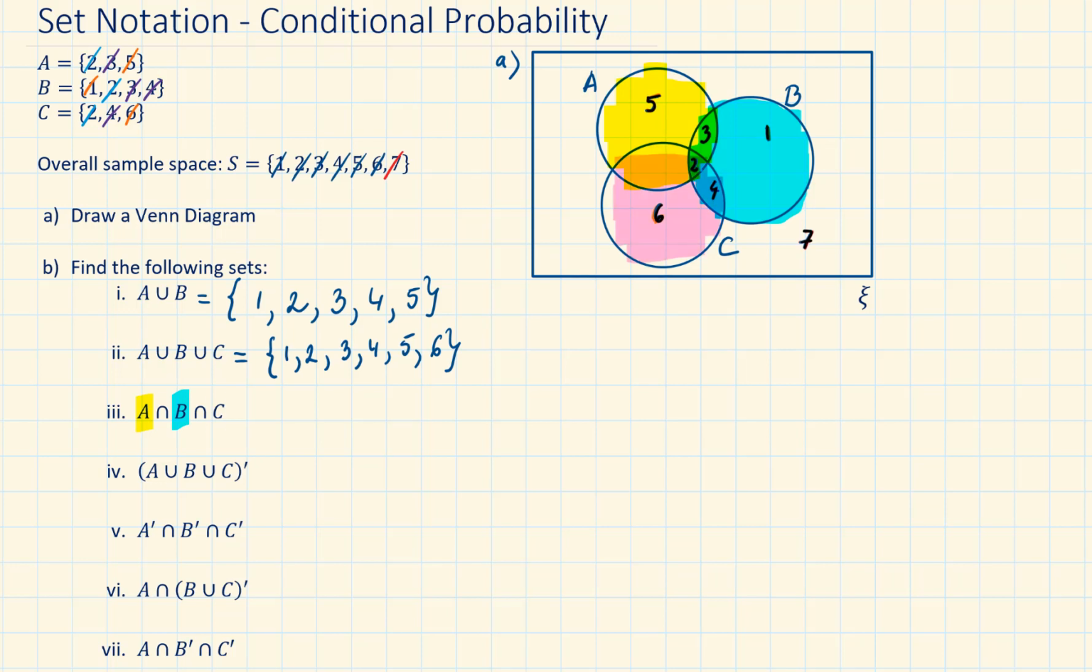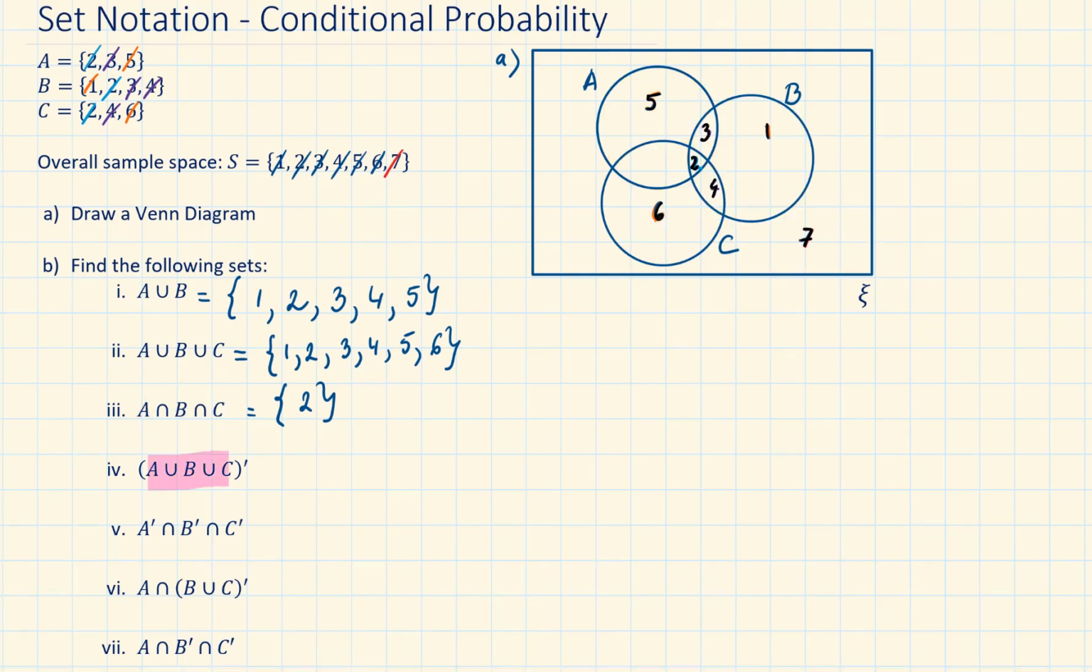A intersection B intersection C is the overlap of the three circles, and this is 2. A union B union C not happening, or in other words, the complement of A union B union C is going to be equal to 7, as you can see it shaded in yellow.